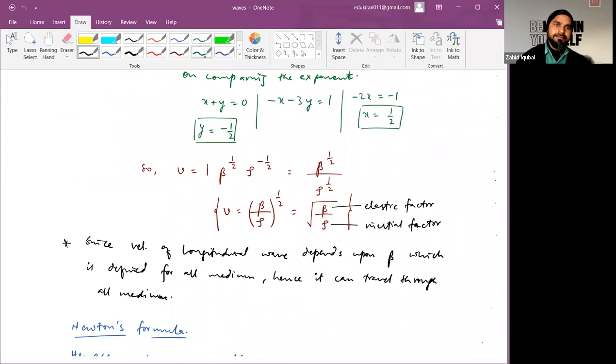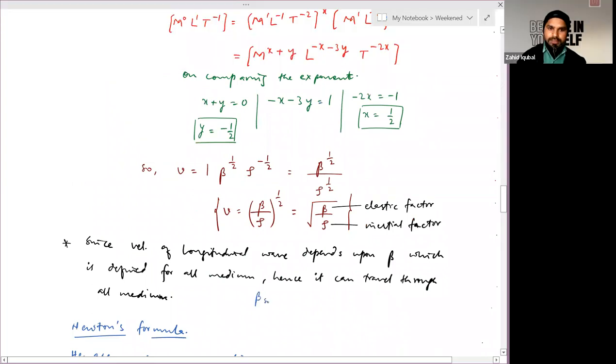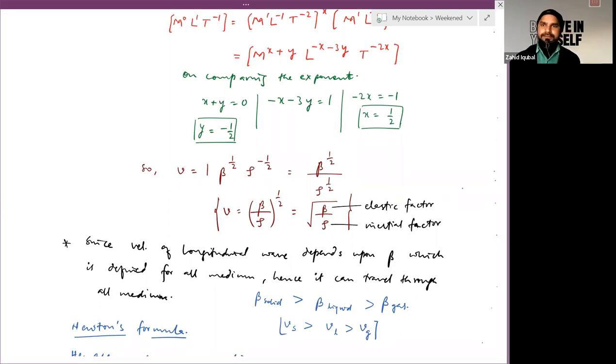Is it clear? Yes. Next, we may define that bulk modulus of solid will be greater than liquid and then gas. That's why velocity of sound will be maximum through solids, then liquid, and then gas. So velocity of sound should be greatest in solid, then liquid, and minimum through gas. Saifullah, any doubt? No, sir.